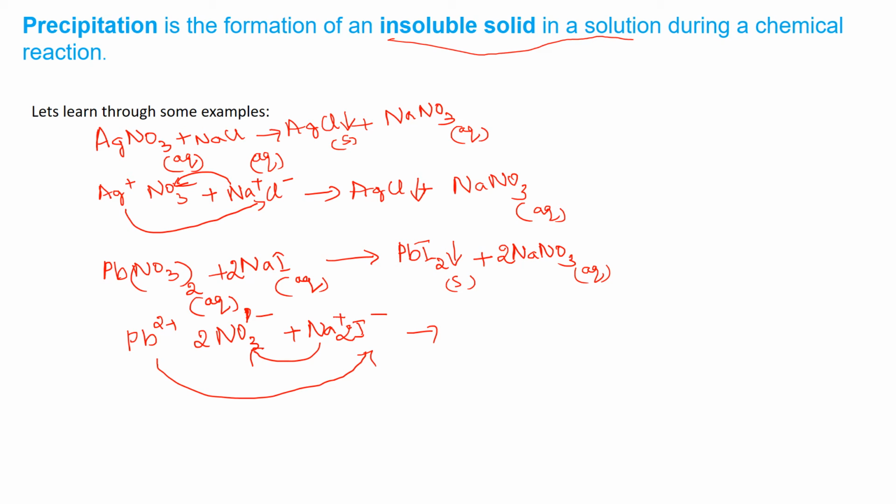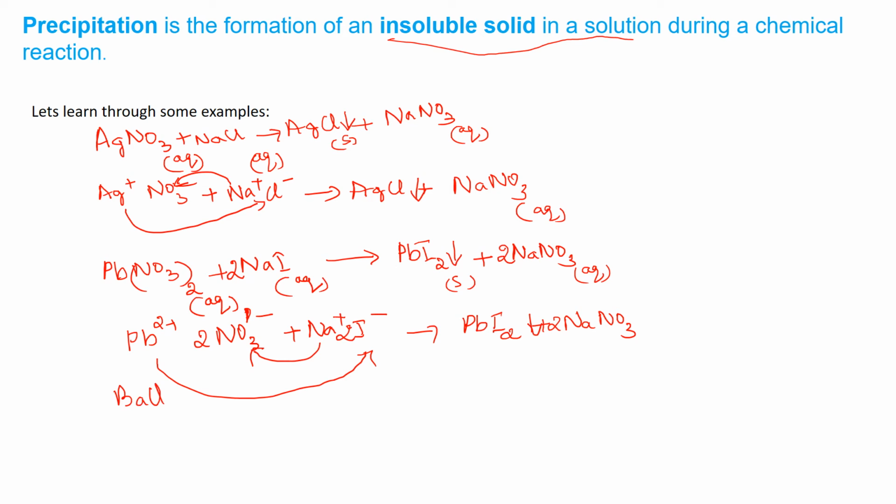So PbI2 plus 2NaNO3. Now PbI2 is a precipitate. Now next example, barium chloride combines with copper sulfate.